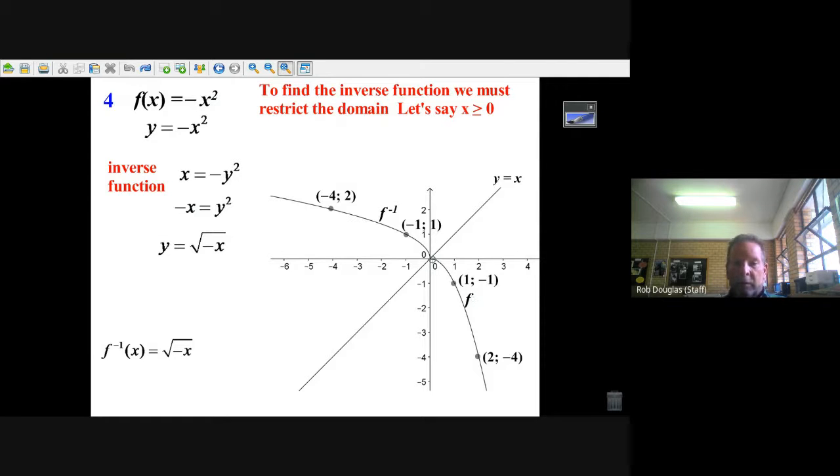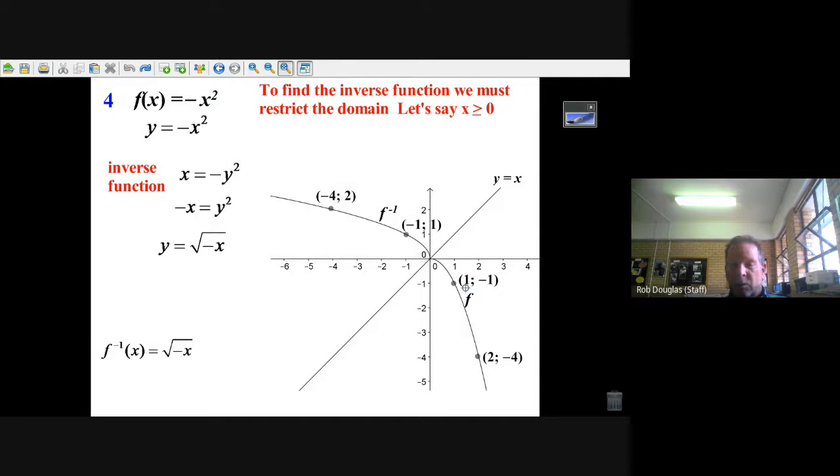When you find the inverse, if you found the inverse of this, you'd end up with something that's not a function, because for every x, you'd have 2 y's. And so that's why we restrict the domain. Now we're thinking, okay, we want to sketch this inverse function. Well, there it is. It's y equals the square root of minus x. How do we sketch it?